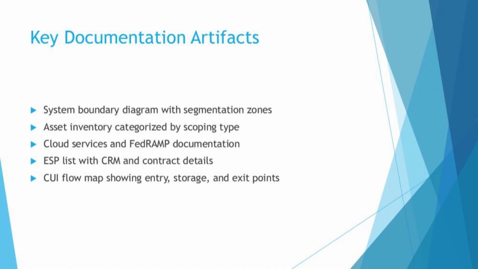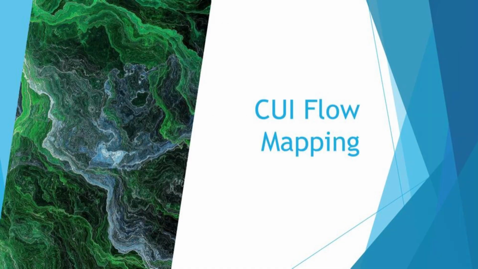Let's spend a bit more time on that CUI flow mapping. You've stressed its importance. Why is physically drawing out how CUI moves so vital to getting the scope right? Because it's the practical validation of your entire scoping strategy. If you just list assets, you might miss things. Mapping the flow forces you to think about the connections, the transitions, the people involved.